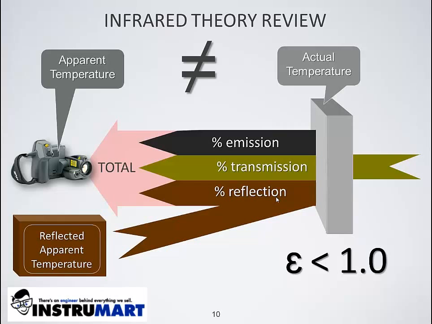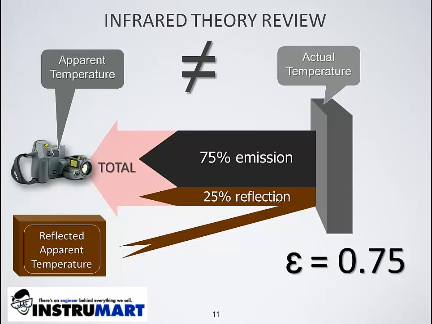Now, the infrared camera sees the total radiation from the target of interest, and it cannot differentiate between the various sources of radiation on its own. It is the camera user who must tell the instrument what makes up the total radiation, so the instrument can calculate and report an apparent temperature close to the actual temperature.